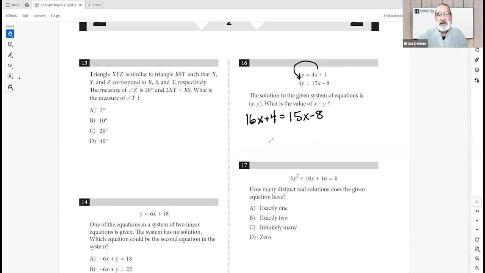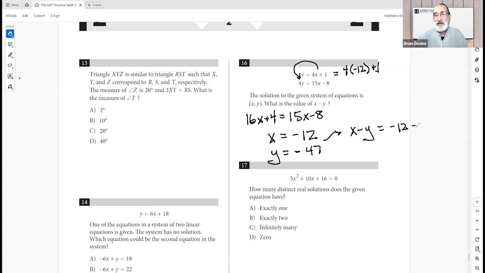If I subtract 15x from both sides and subtract 4 from both sides, well, I get what x is. X is negative 12. And I know that y is going to be 4 times that, so 4 times negative 12 plus 1. So y is going to be negative 47. And if I look at now x minus y, well, that's going to be negative 12 minus negative 47, which becomes plus 47. And the answer then is positive 35.